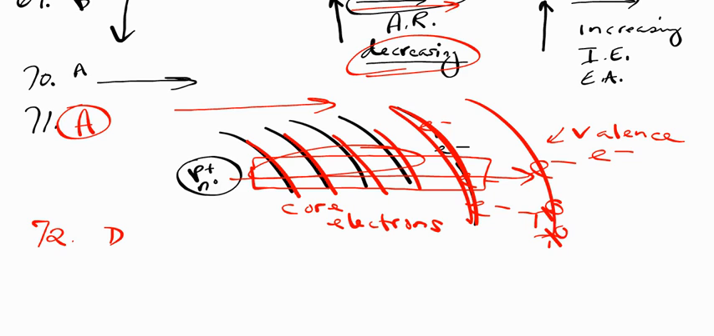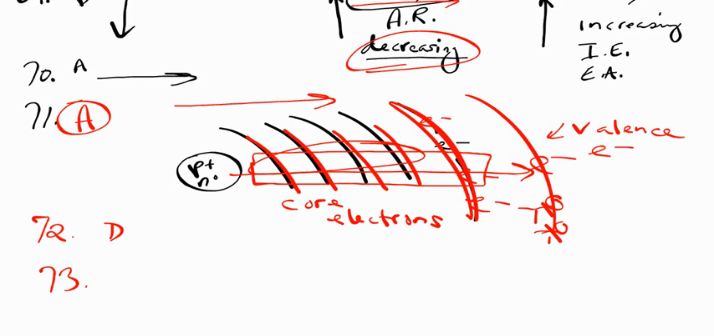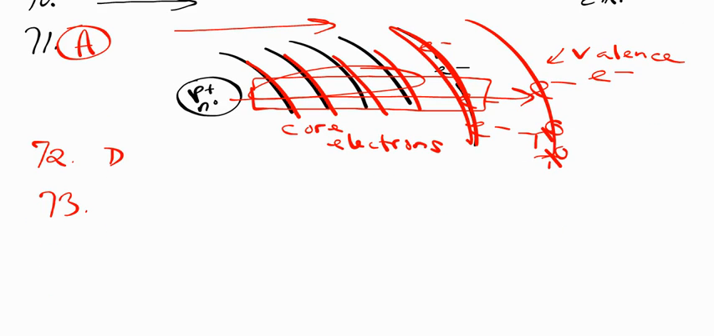Number 73. What element in the second period has the largest atomic radius? Well, what we said was, as you go across a period, you are decreasing in size for atomic radius, so therefore the larger ones are to the far left. Out of all of these, the one that's furthest to the left is going to be B, lithium, which is way over here versus others.